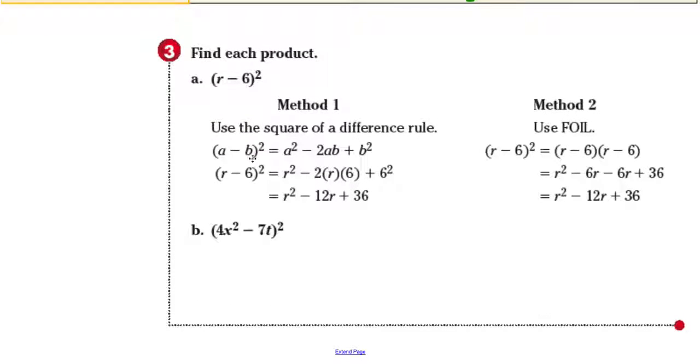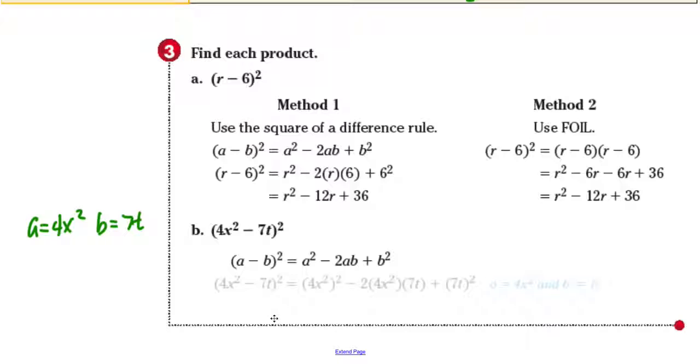And example 3b, again same thing. We use that rule now, and we find out what our a is. Our a is 4x squared and our b is 7t. And we simply substitute those values, by first writing out the square of a difference rule right here, and then substitute a and b to where it's appropriate. And there you have it, the quantity 4x squared minus 7t, squared.